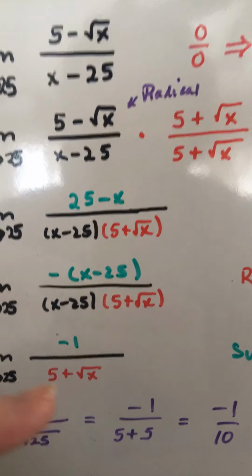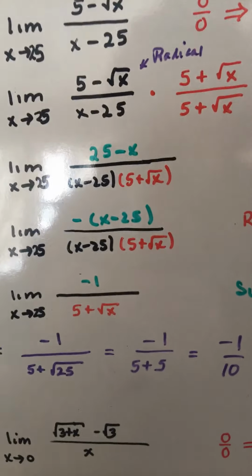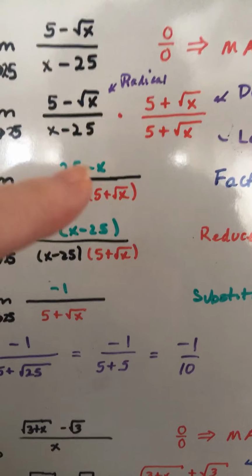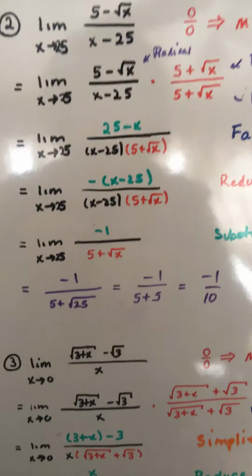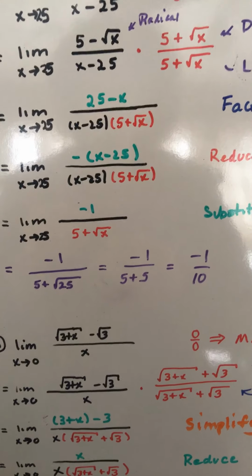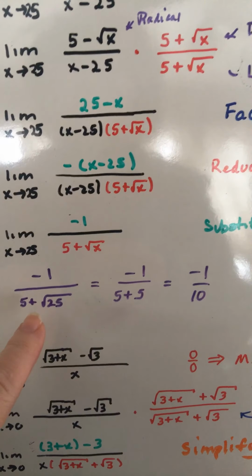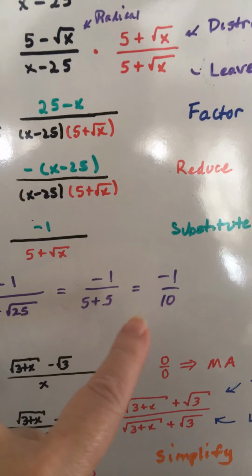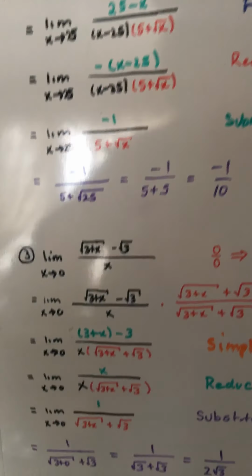Others of you will never be comfortable with that. You want to see that they look exactly alike. And so you will factor the negative out, and now, oh wow, they're exactly alike. And then you can reduce, and you get negative 1 over 5 plus the square root of x. Substituting the 25, I get negative 1 over 5 plus the square root of 25, which becomes 5 plus 5, which becomes 10. So my final answer is negative 1/10.